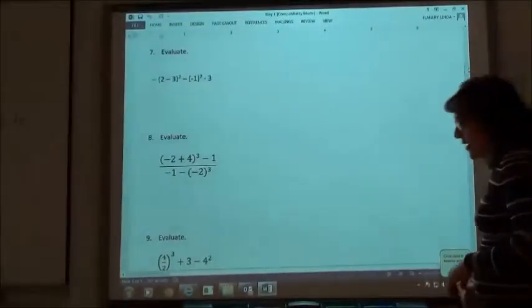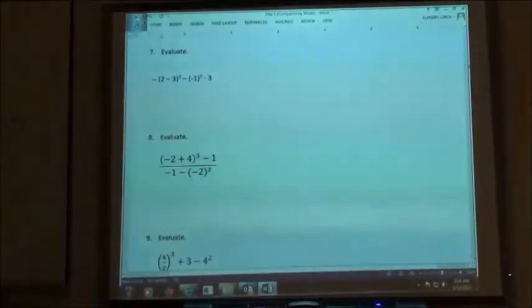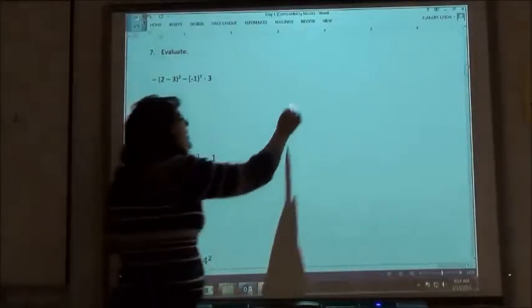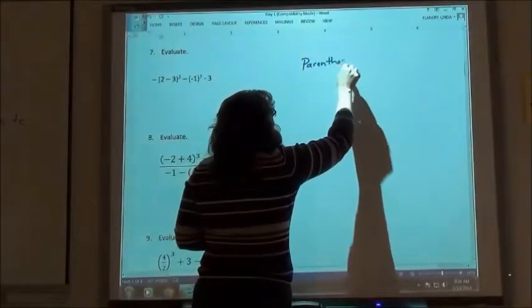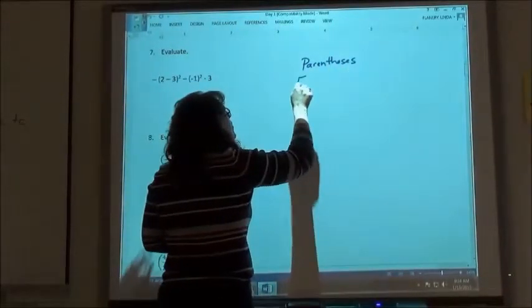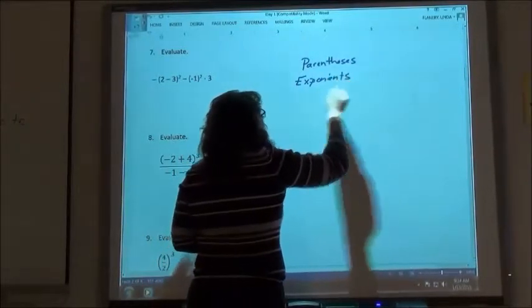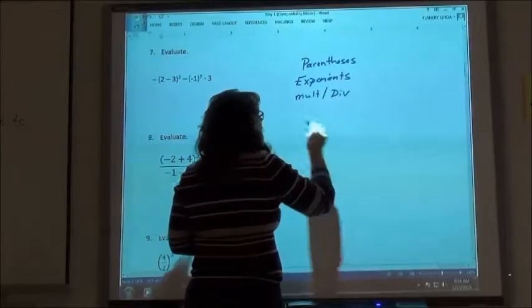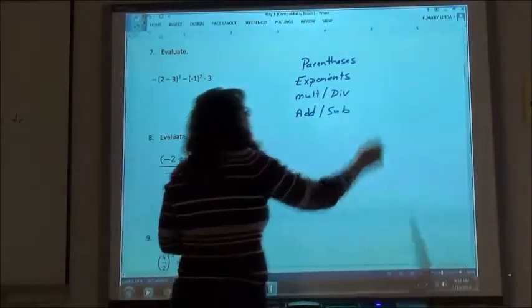Then 7, 8, and 9, evaluating these crazy expressions, following your order of operations. So, my order of operations, we do inside parentheses, then we do exponents, then we do multiplying and dividing from left to right, and then we do adding and subtraction from left to right.